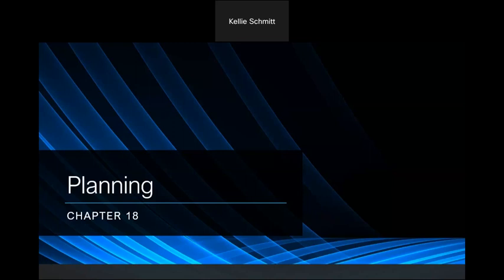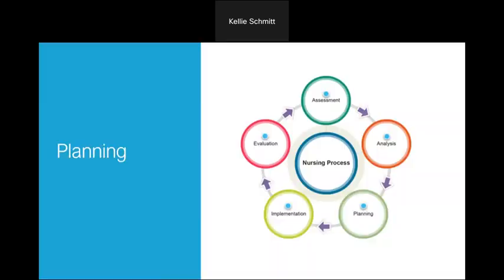Welcome to a quick overview on Chapter 18, the planning stage of the nursing process. The planning phase of the nursing process is the stage where nursing care plans that outline goals and outcomes are created. The goals and outcomes formulated during this phase directly impact patient care and are based on evidence-based nursing practice.